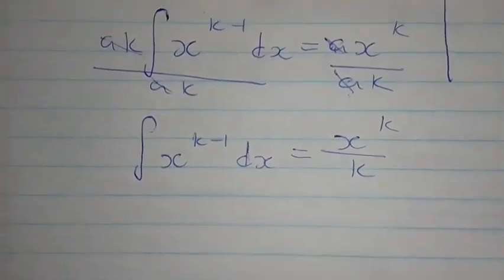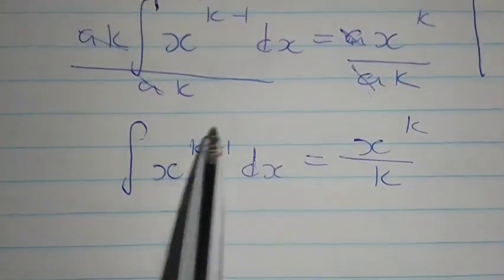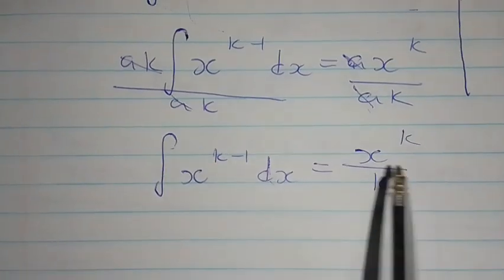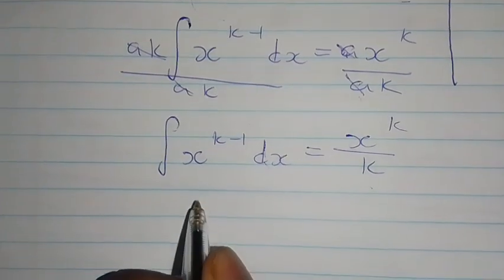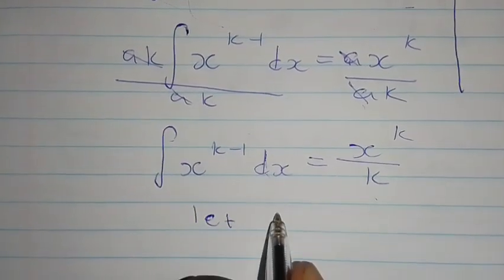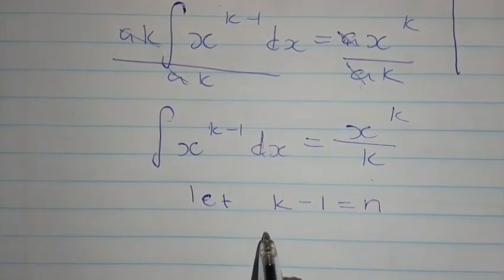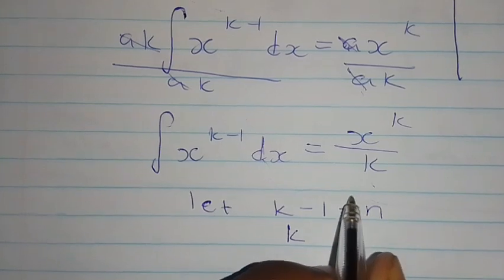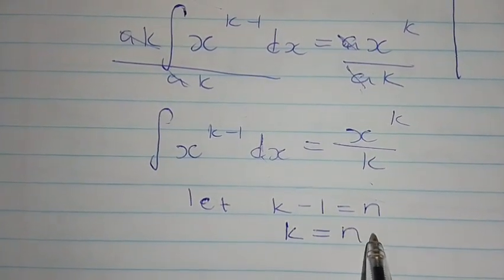So this is the formula that I wanted to show you, but it's a little bit complicated. I'm going to simplify this to the method that you know. Now, let k minus 1 equal n. If k minus 1 equals n, that means that if I add 1 on both sides, then I'll have k equals n plus 1.